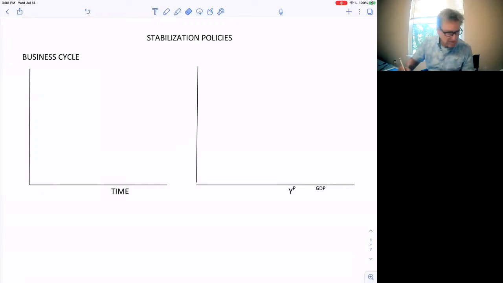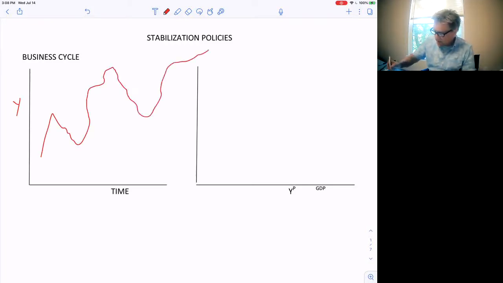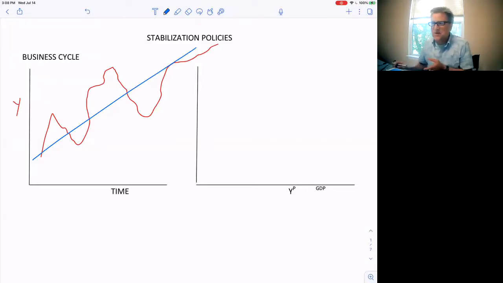So on the vertical axis here, we're going to put real GDP. And we'll look at that over time. And so we've got this cycle that goes up and down and presumably up. There's a drift up over time. And what we want to do with some sort of stabilization policy is even this out somewhat. So we don't have these ups and downs in the economy. We don't have any drastic recessions. People don't mind the boom times so much. We just don't like the down times.